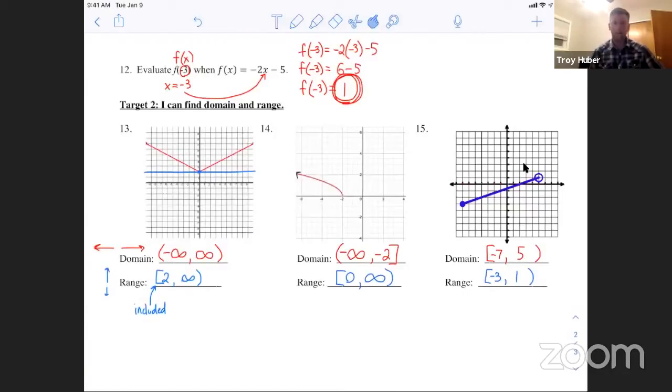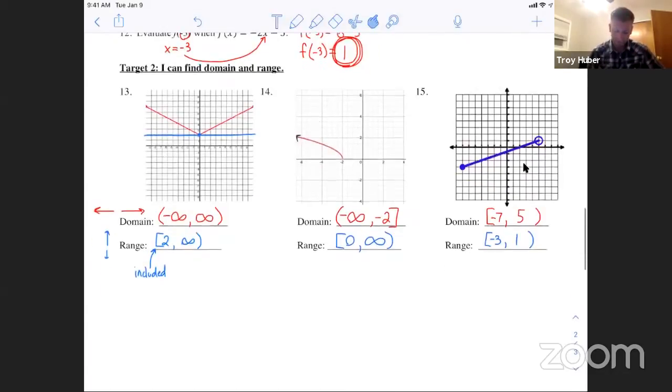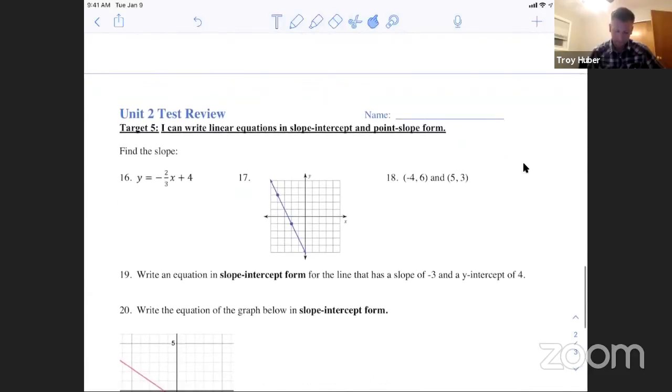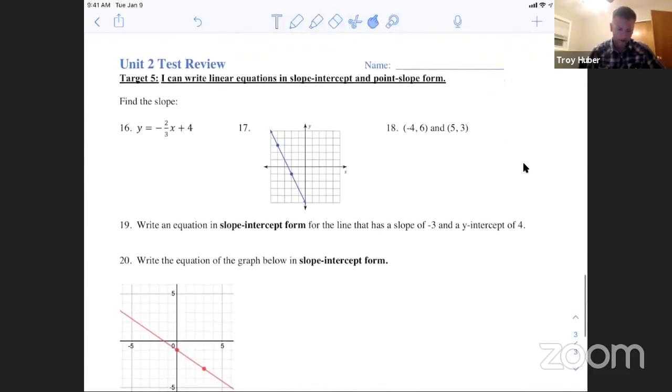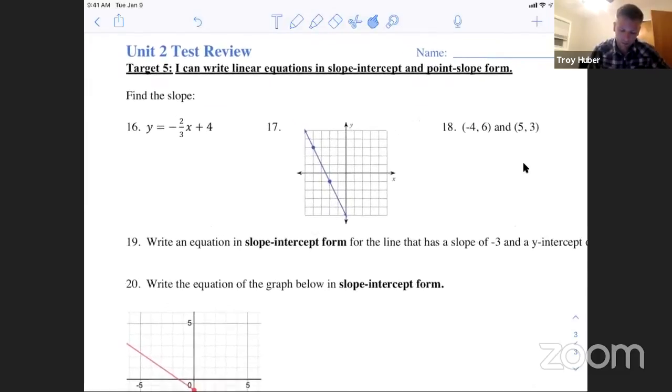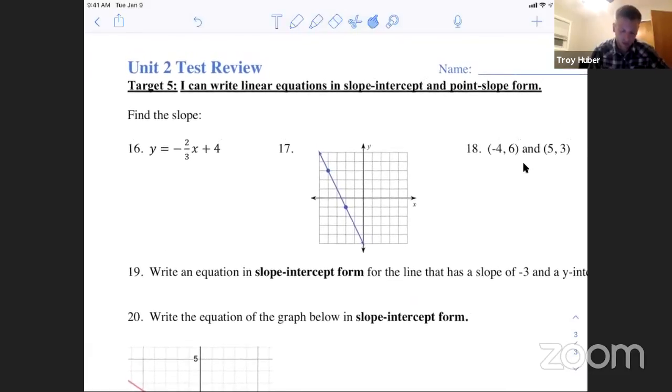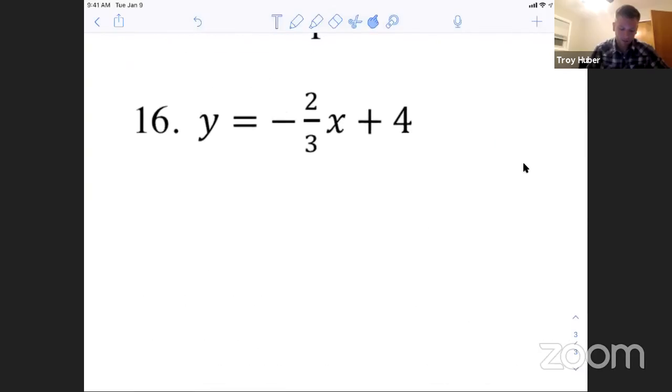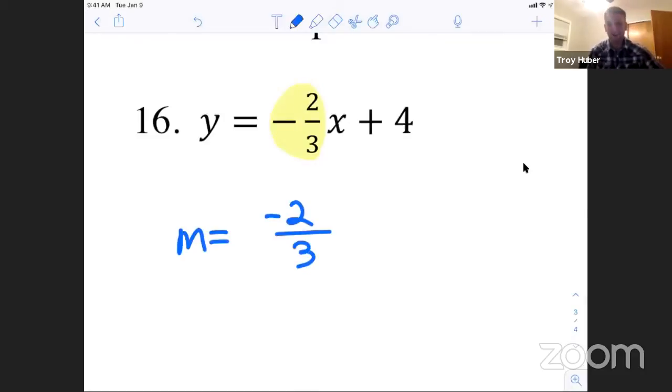Cruising right along on this review. All right, target 5. I can write linear equations in slope intercept and point slope form. Whew, here we go. It says find the slope. Well, in slope intercept form, that is very easy. Our slope is right here for us. So I would just say slope is equal to negative 2/3. Or it doesn't matter if you put that negative with that 2 or if you write it out front like this. Either way.